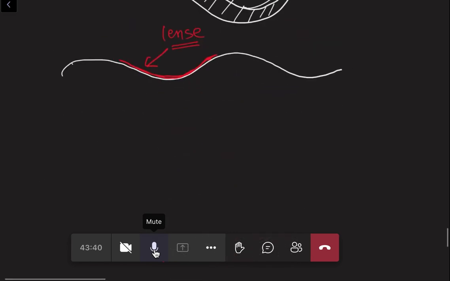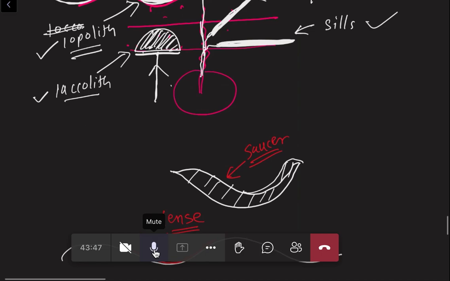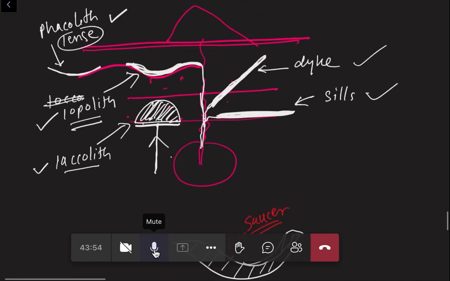Shall we move forward? Yes, sir. It's not like sinusoidal and all. We just remember that a phacolith is a lens-like structure. It may go up here also. It can extend, but its thickness is very thin. Its thickness is very less. That's why it is lens-like.